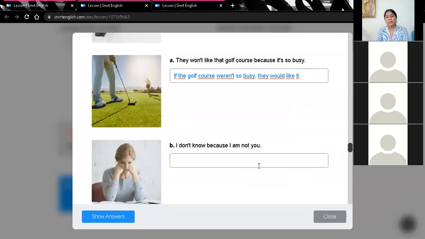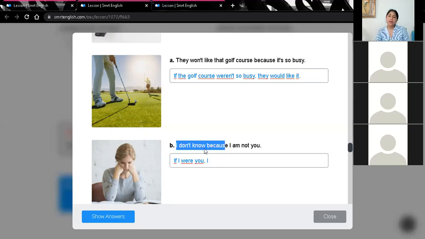Let's try again with letter B. It says, I don't know because I'm not you. So I'm going to start by saying, I'm not you. This is the first part. So how can I say that using the if? Remember to change it to affirmative. If I what? If I were you. If I were you, I have to change it to affirmative. If I were you, I what?